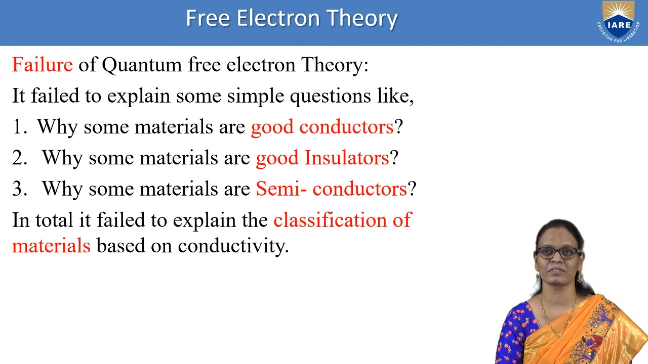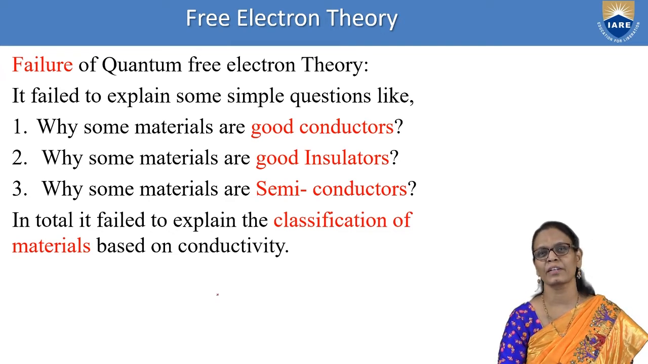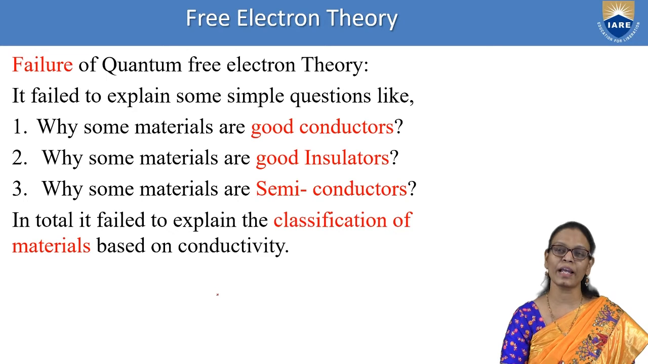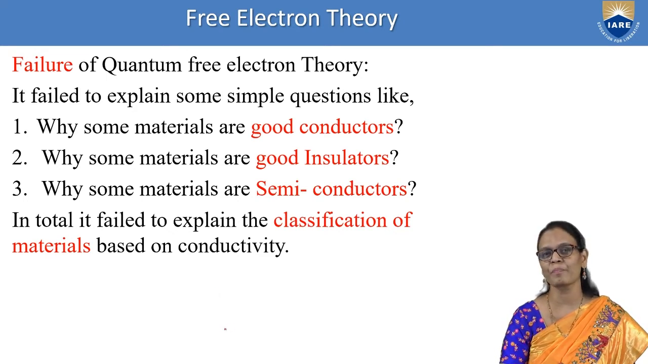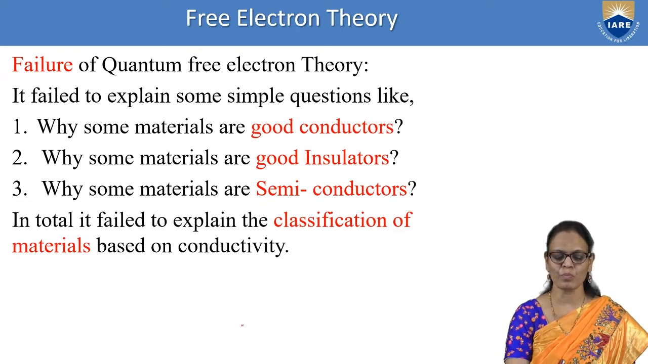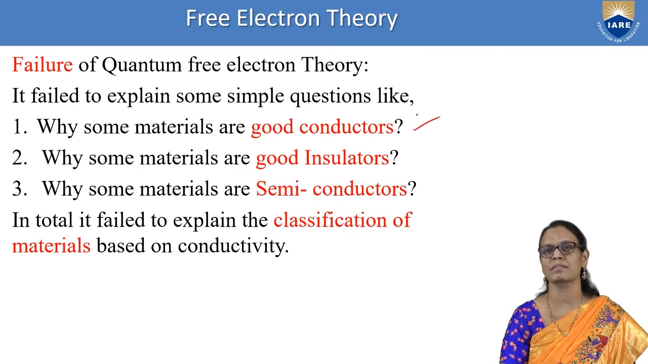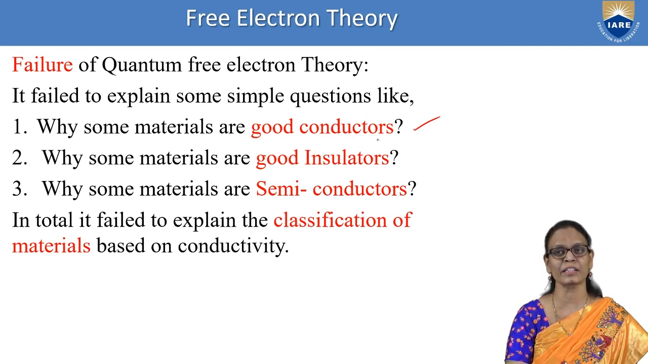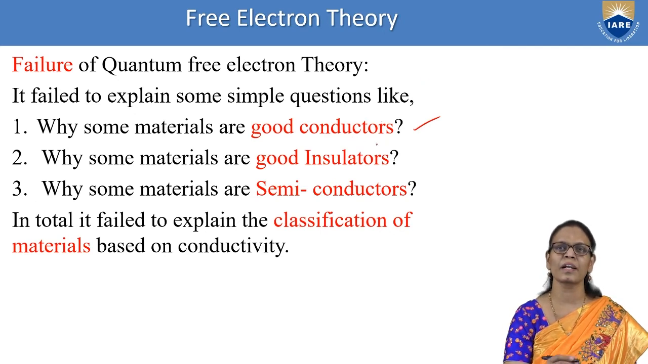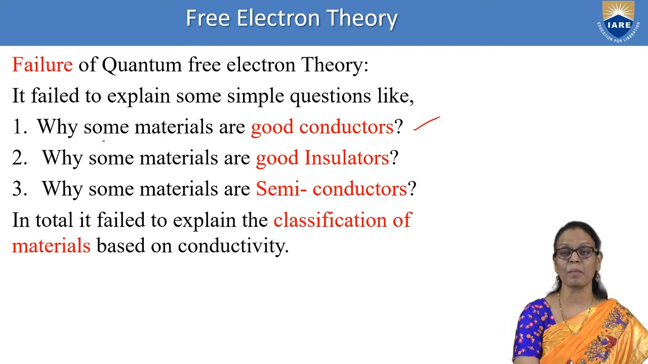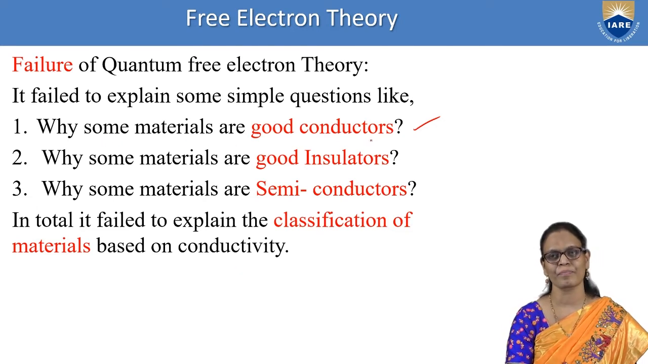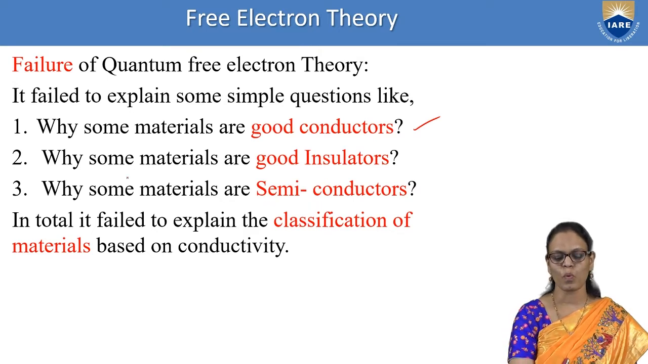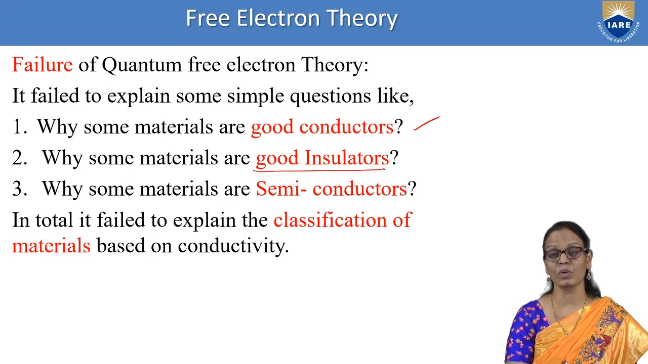Then why did it fail? Why did quantum free electron theory fail? They said all atoms have free electrons, but all of them do not conduct; only some of them participate in conduction. Then why are some materials good conductors? When I say good conductors, I mean they conduct very easily. If I am talking about electrical conduction, they allow the current to pass through them very easily. So some materials are good conductors, and why are some materials good insulators?